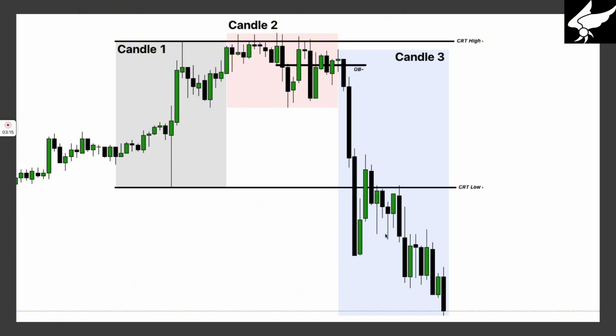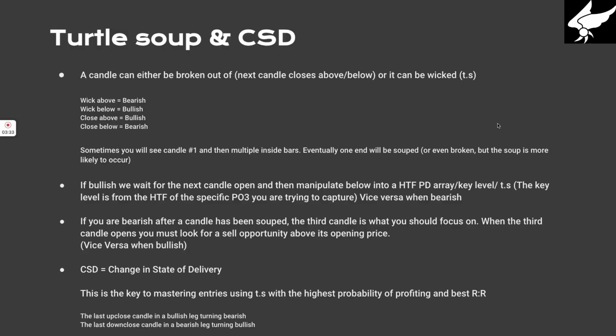Third candle, distribution. If you're trading the third candle only, the third candle opens, rises above, entry above, third candle opens within the order block, and short. Turtle soup and change in state of delivery.